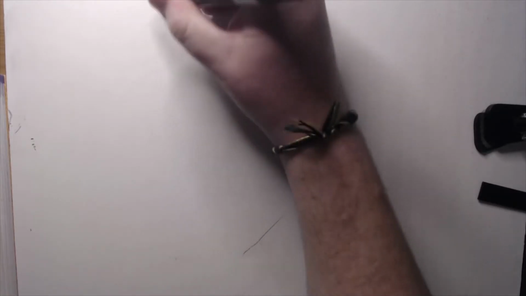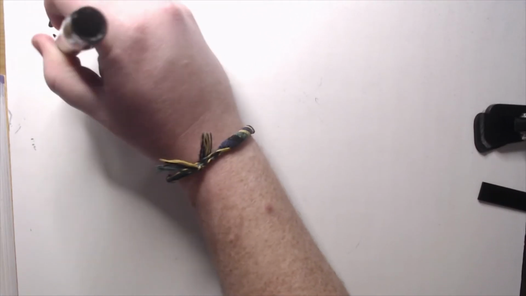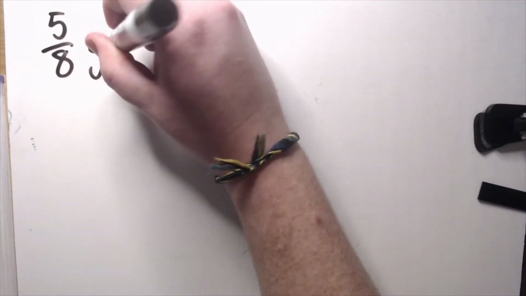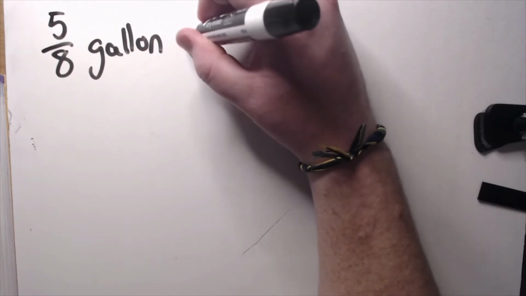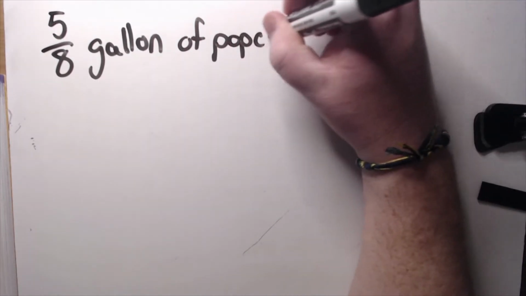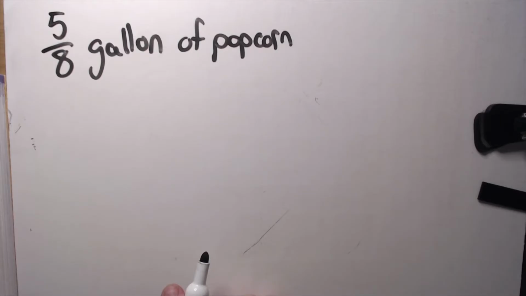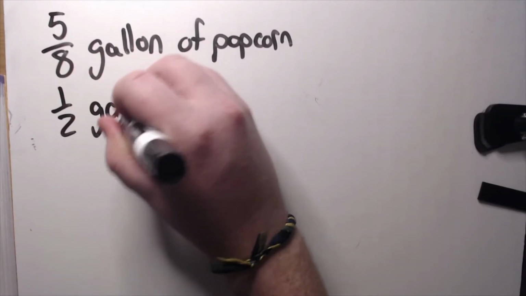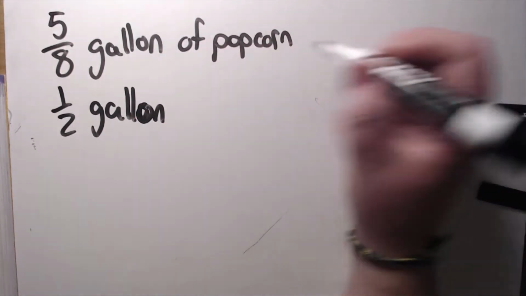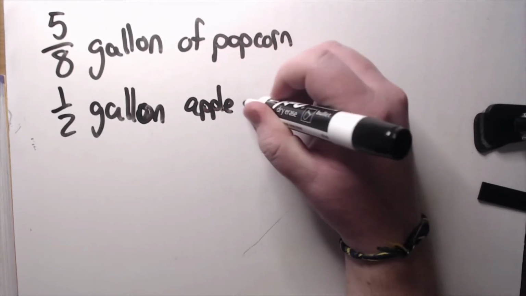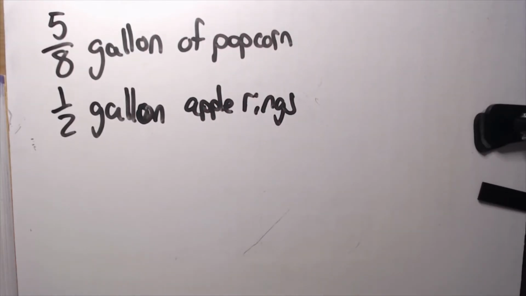Okay, so I've got a word problem for you from the GoMath book. It says, David made a popcorn snack. He mixed, let's get right here on the board, 5/8 of a gallon of popcorn. So let's just put of popcorn, just so we know what we're working with. And 1/2 gallon of dried apple rings. We'll just put apple rings. We don't need to know they're dried. Not as important as the numbers themselves. Did he use more dried apple rings or more popcorn?